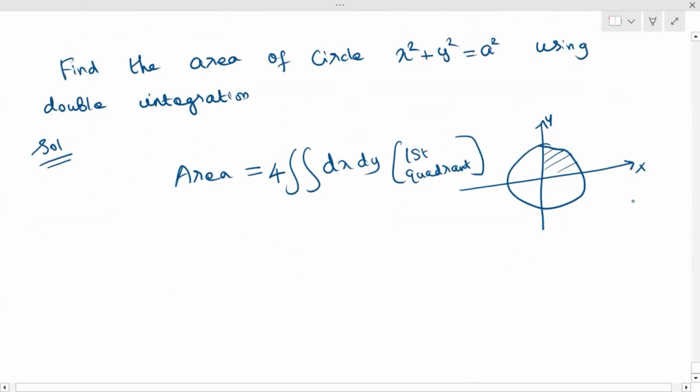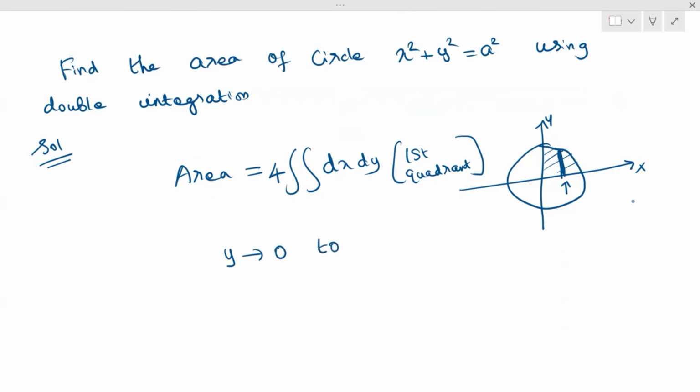Now we have to find the limits. First, we find the y limit. For finding the y limit, draw a line parallel to the y-axis. Here, the value of y is 0, so the lower limit of y is 0. Then the line touches the circle.